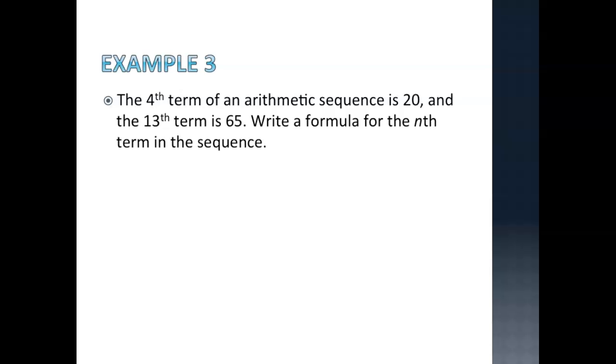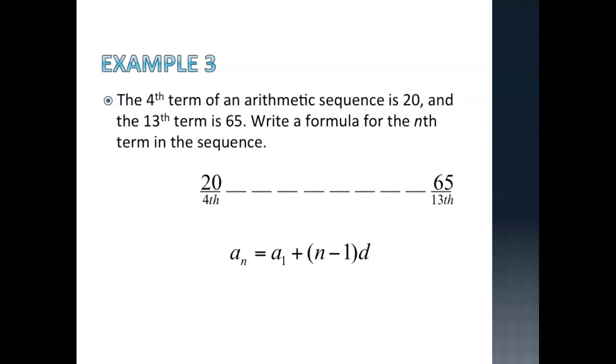Okay, so let's see if we can visualize what we have here. So here's the 4th term, we're given as 20. And then here's the 5th, 6th, 7th, 8th, 9th, 10th, 11th, 12th, 13th term, which we're given as 65. Now what do we need in order to figure this out? Well, A sub n is equal to A sub 1 plus n minus 1 times D. Well, we need A sub 1. Okay, well then let's draw those in. So 1, 2, and 3.